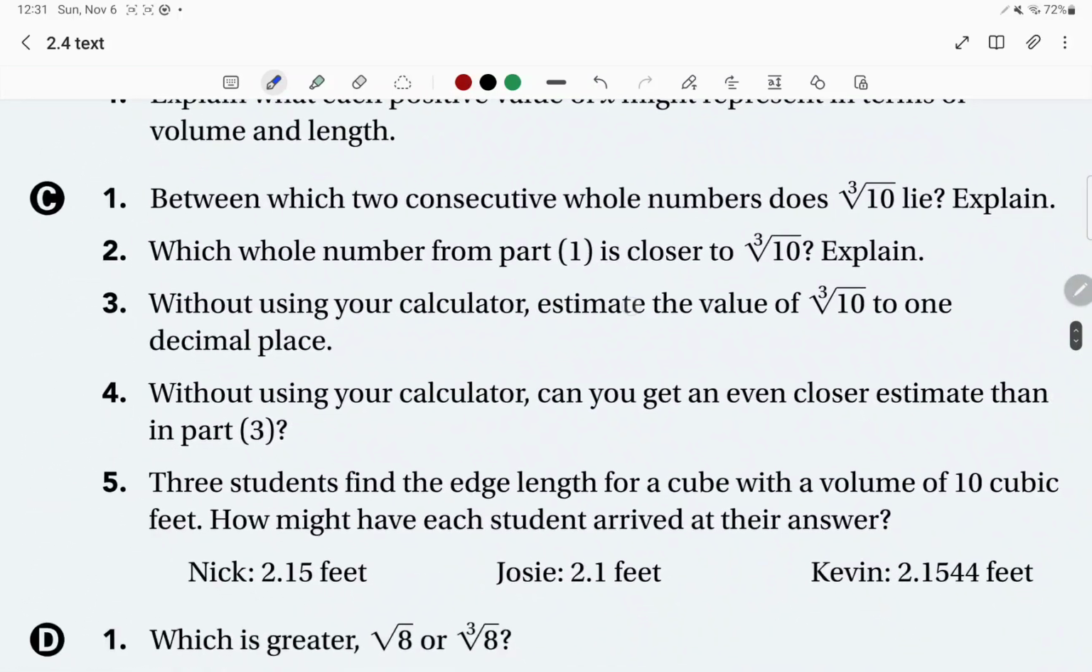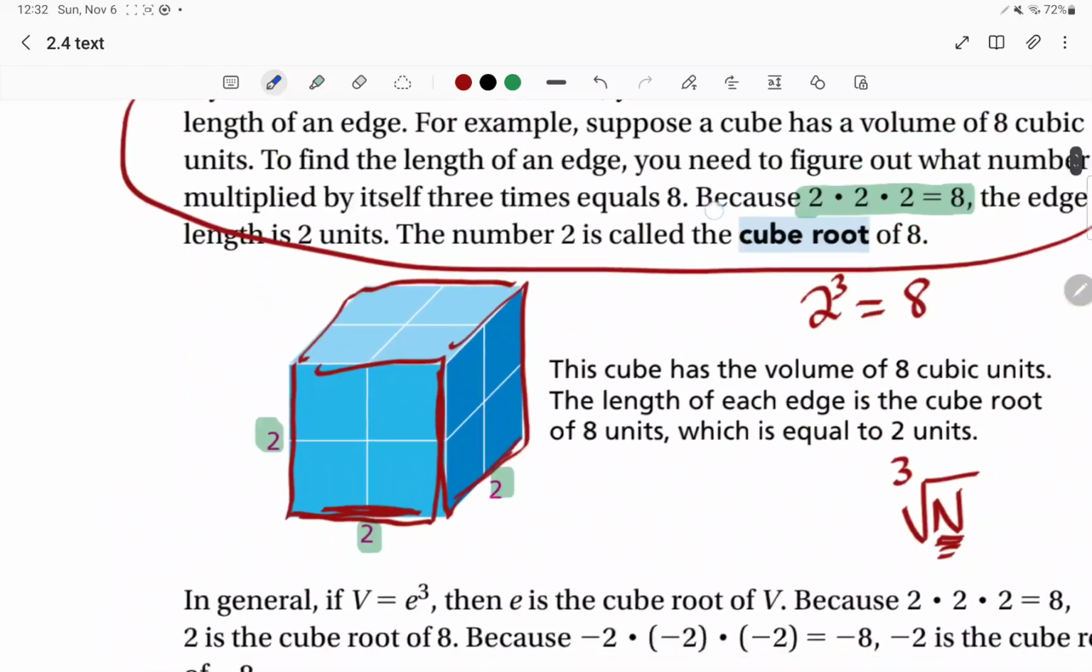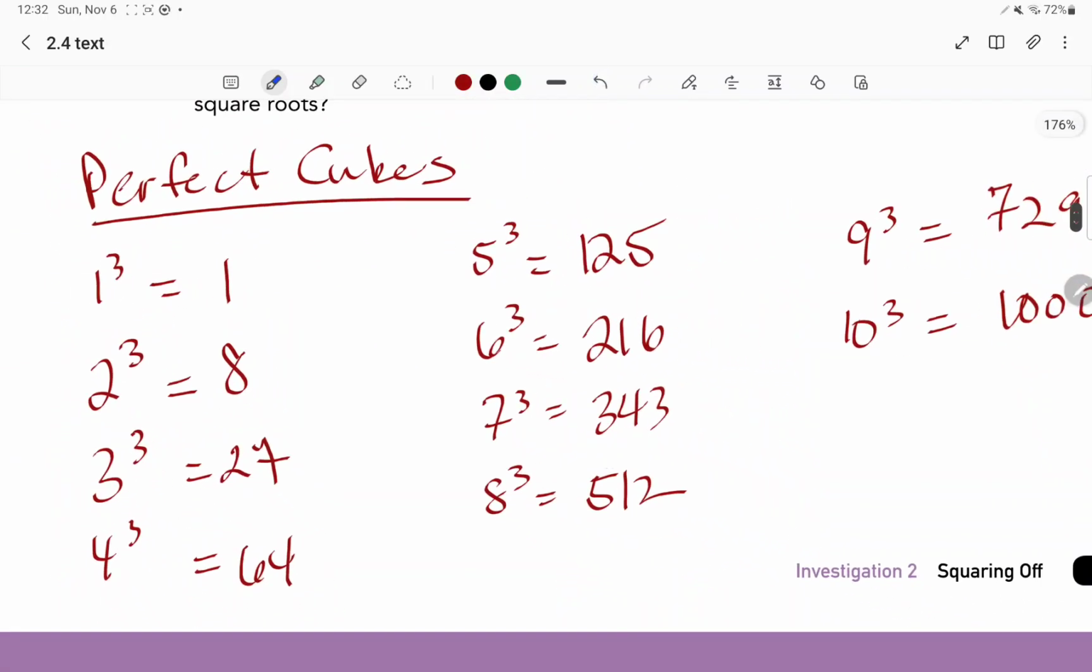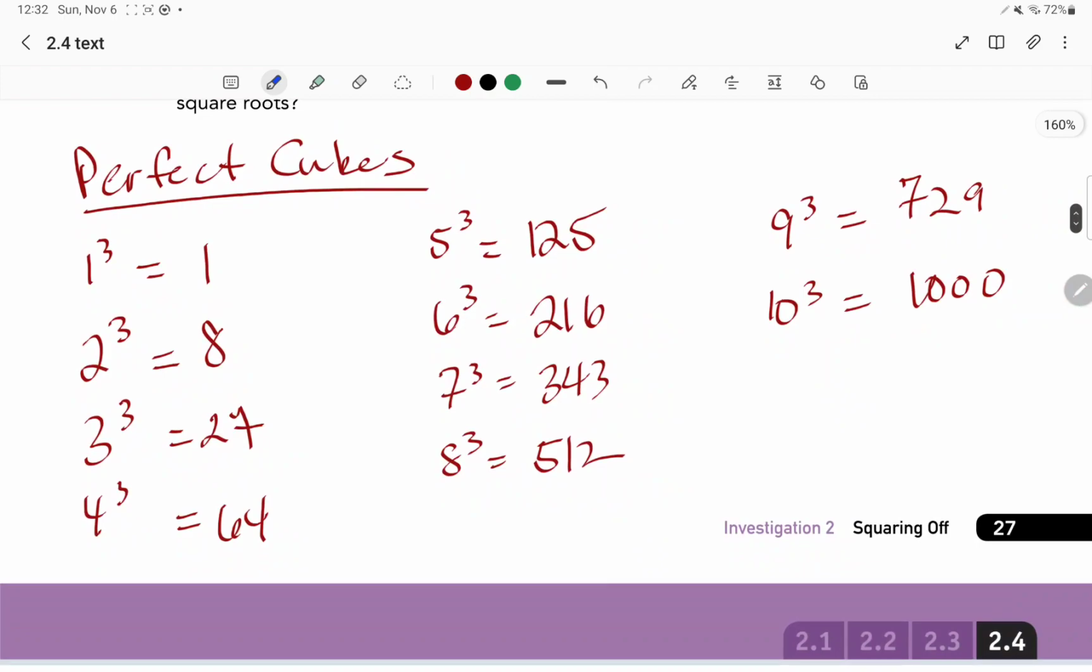All right, so part C. Between which two consecutive whole numbers does the cubed root of 10 lie? Go ahead and answer part C, 1 through 5. And I'll give you a hint. You're going to be using these perfect cubes right here to answer some of them. Pause the video and answer numbers 1 through 5 on part C.